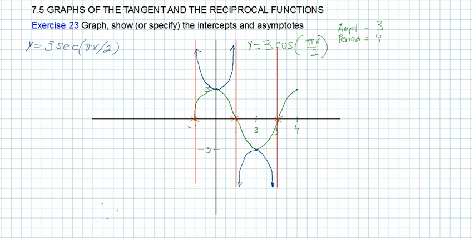Now if you want, you can remove the cosine. That's up to you. You can remove it. Just remove all those quarters that we did earlier. And now you can turn in your work as a nice looking secant function.